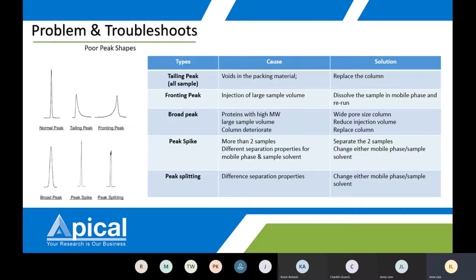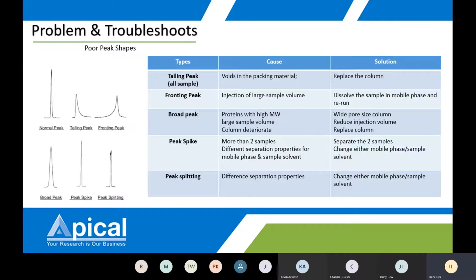Now, if you have a tailing peak, perhaps you want to look into the column. There might be some voids in the column material, so it's about time for you to replace it with a new one. If you have a fronting peak, which has a tail at the front here, it may be due to injection of a large sample volume. So you may want to dissolve the sample in the mobile phase and rerun it.